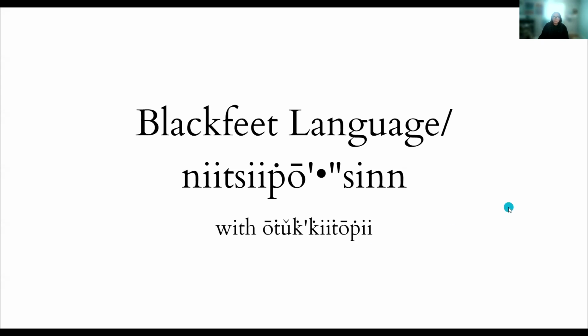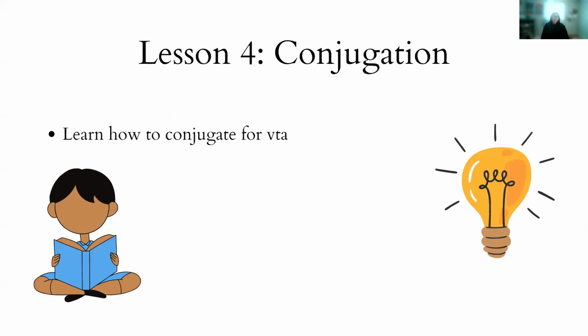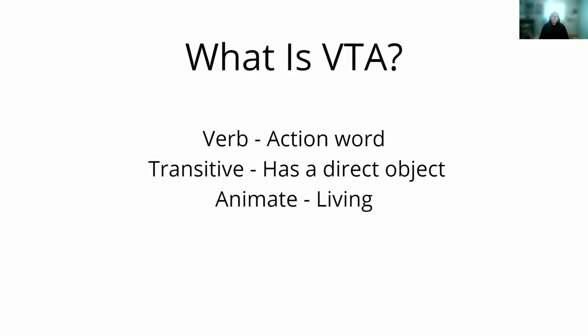So on lesson number 4, we're going to learn how to conjugate for VTA. What is VTA? It stands for verb, transitive, animate. So a verb is an action word, and transitive just means that it has a direct object, and animate is living. So essentially, VTA is referring to all the action words that revolve around a living thing that is acting upon something else, or rather something acting upon a living thing.